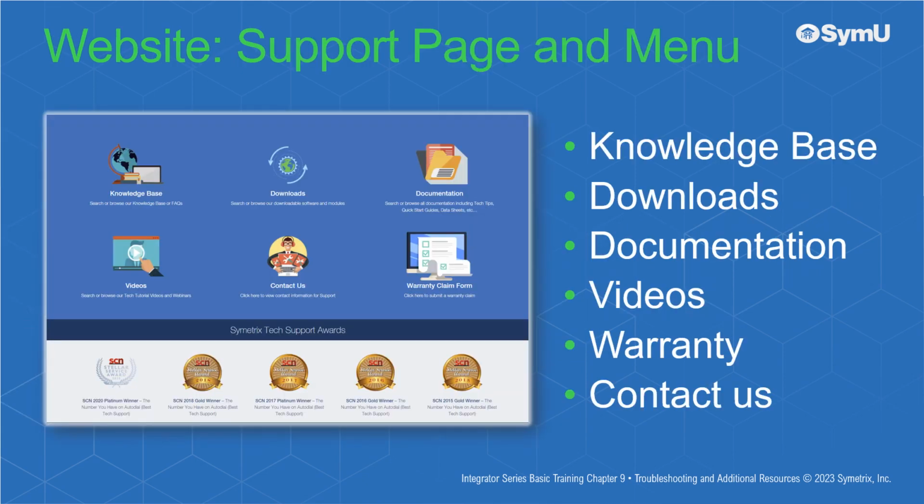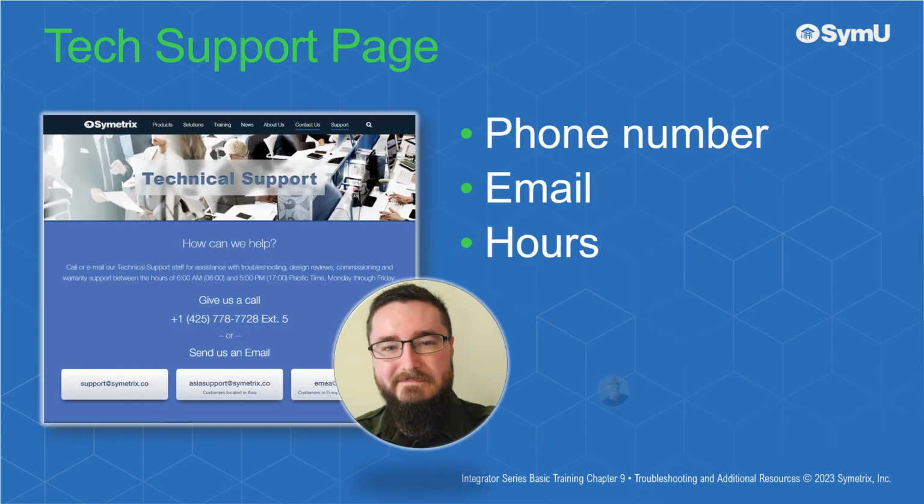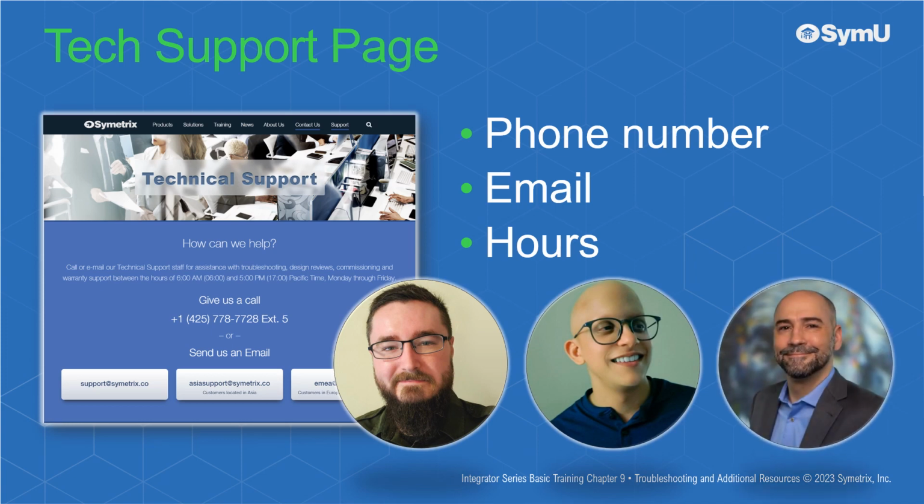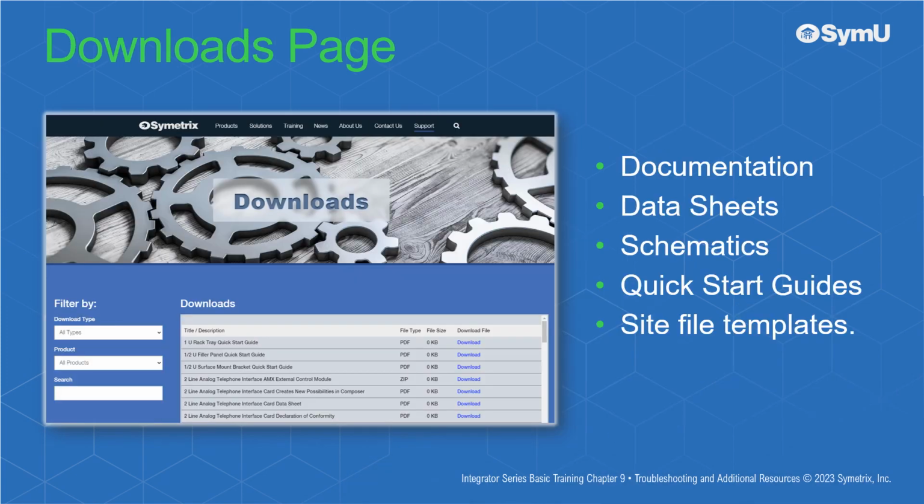The support menu on the Symetrix website provides many resources for specifying, commissioning, and servicing Symetrix products installations. The technical support page lists the phone numbers, email addresses, and remote support links for the Symetrix technical support team. The Downloads page provides access to the extensive library of documentation available for download, including datasheets, schematics, quick start guides, tech tips, and site file templates.